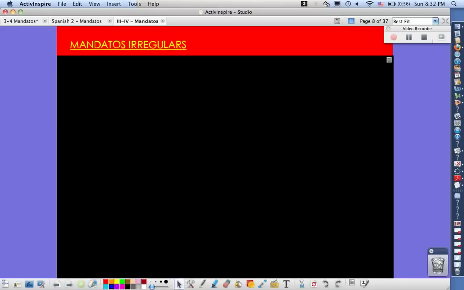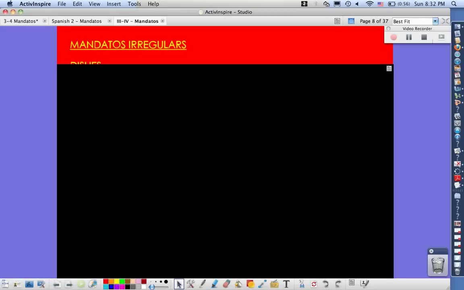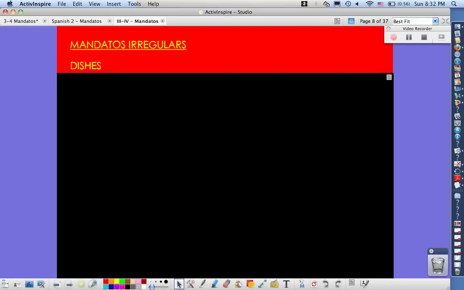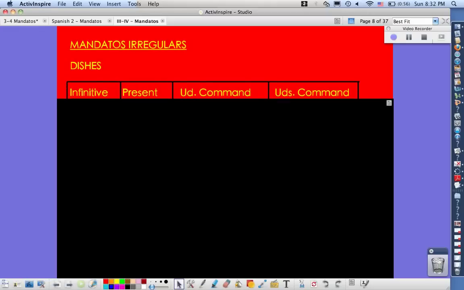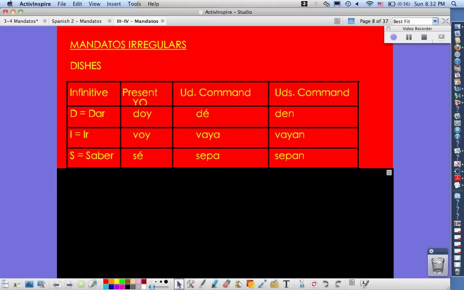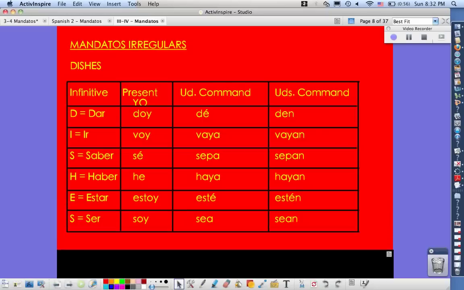Next, we finally have irregulars. These are irregulars in mandatos. You'll need to remember DISHES. DISHES will help you to keep track of these irregulars. If you take a look, these just need to be memorized and written down, and they do apply across the board. If you take a look: dar, ir, saber, haber, estar, and ser.